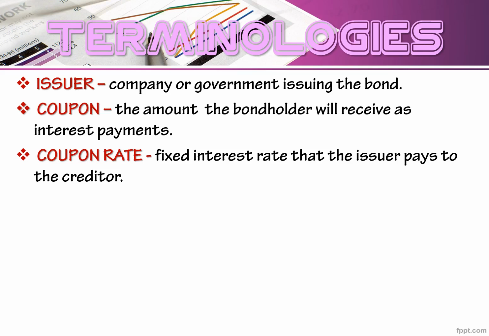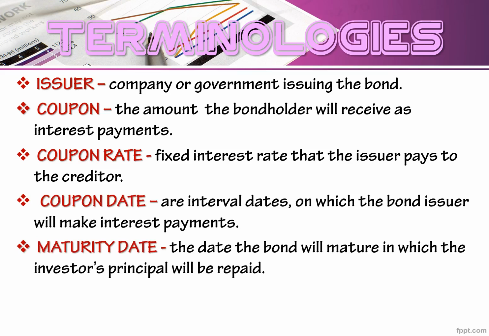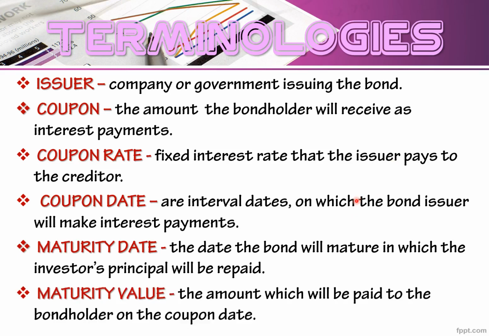And then we also have the coupon date. These are interval dates on which the bond issuer will make interest payments. So usually, bonds are paid semi-annually or annually. And then we also have the maturity date, or the date the bond will mature, in which the investor's principal will be repaid. This is the date when they will get the payment. Okay? And the maturity value is the amount which will be paid to the bondholder on the coupon date. So that is the maturity value.